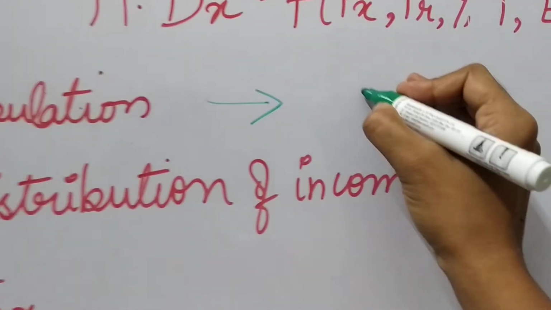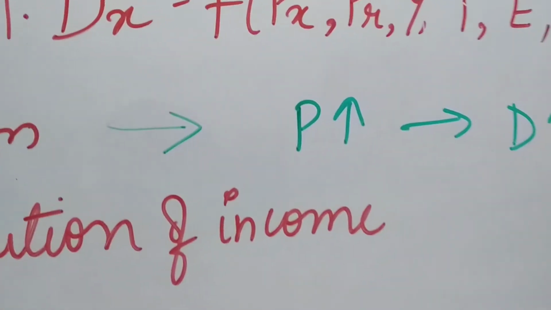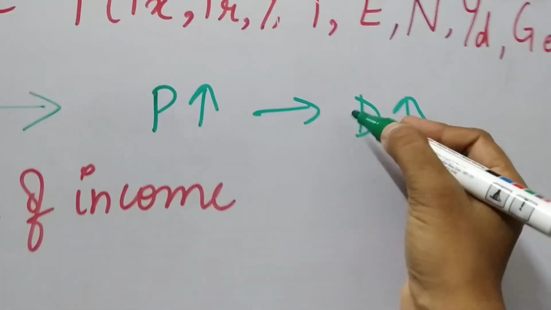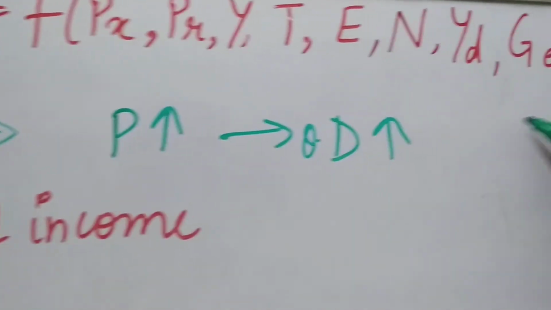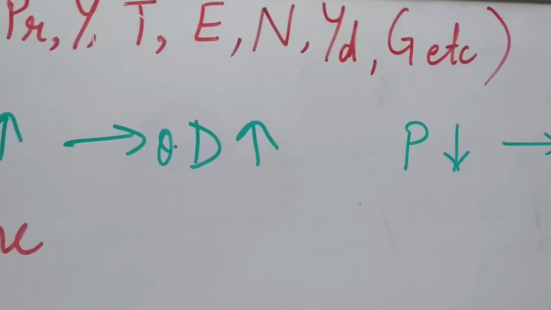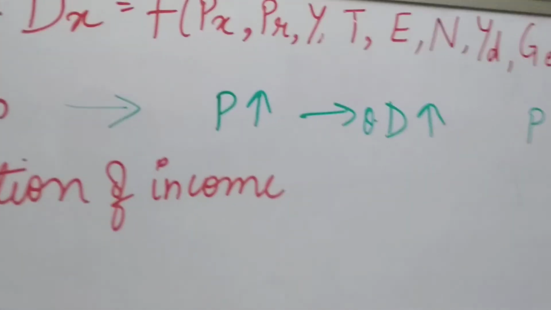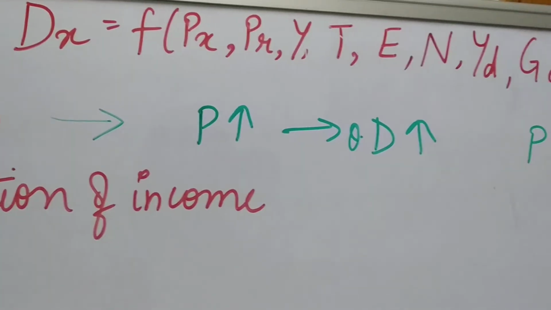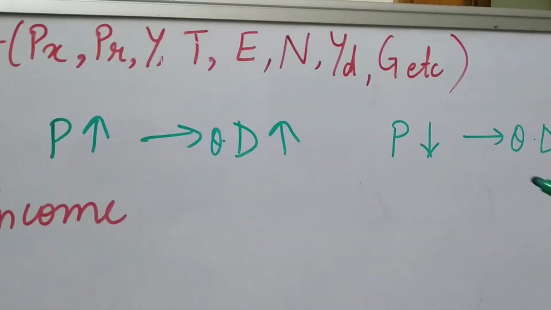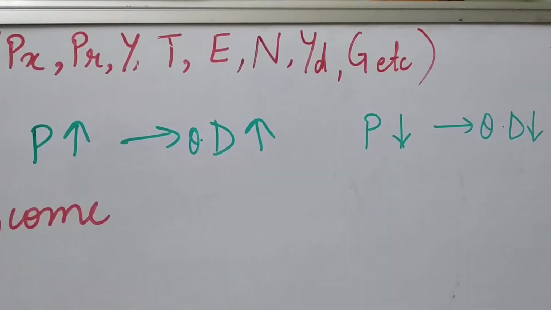If population increases, then the demand for the commodity automatically increases. That means quantity demanded will increase. Similarly, if population reduces, quantity demanded also reduces, because if more population is there, more quantity will be demanded of that particular commodity. Similarly, if the population reduces, automatically the demand for the commodity reduces.